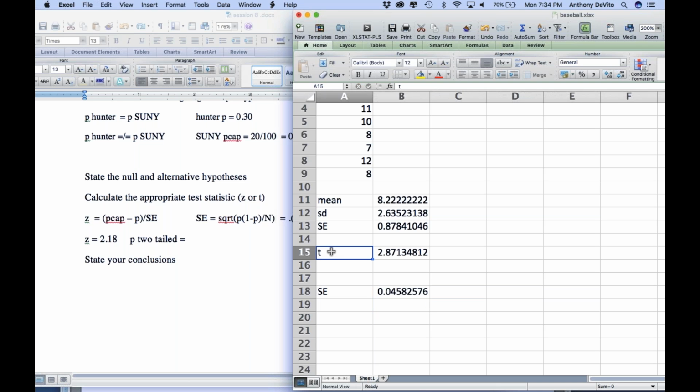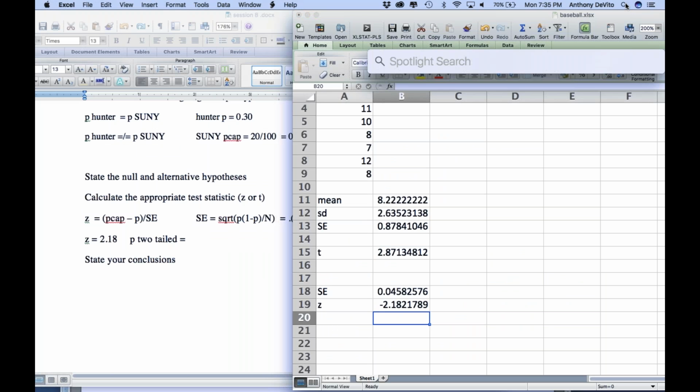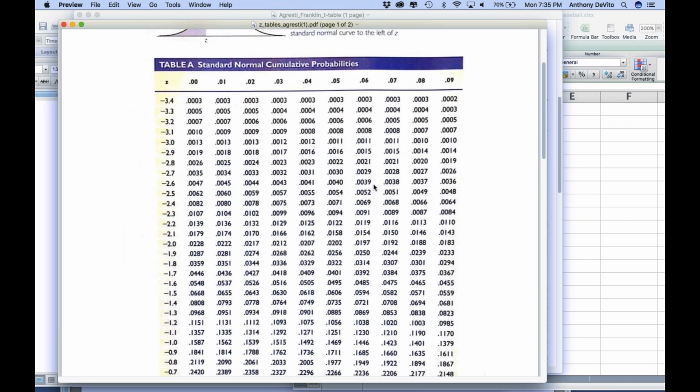And what is my z-score going to be equal to? My z-score is going to be equal to the difference between the sample proportion and the population proportion, P cap minus P, which is 0.2 minus 0.3, so minus 0.1, divided by the standard error. So how many standard errors, what's our z-score? Our z-score is minus 2.18. So if I go to my z-table, what's the likelihood of getting that extreme of a value? Well, let's see.